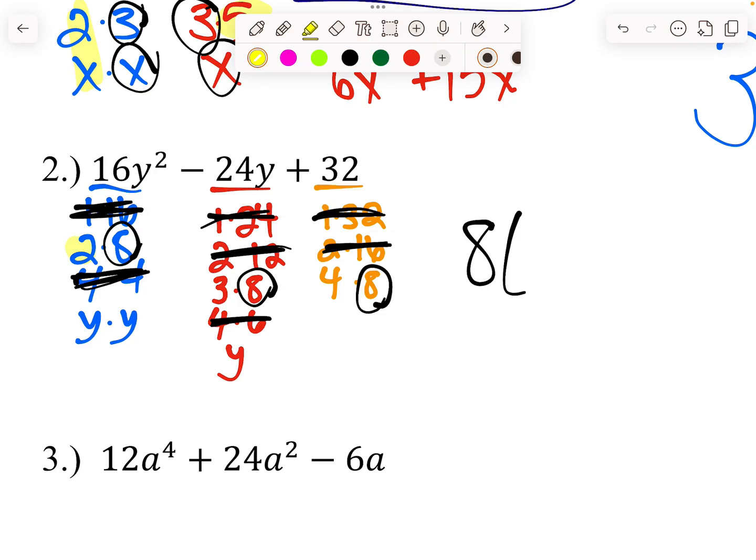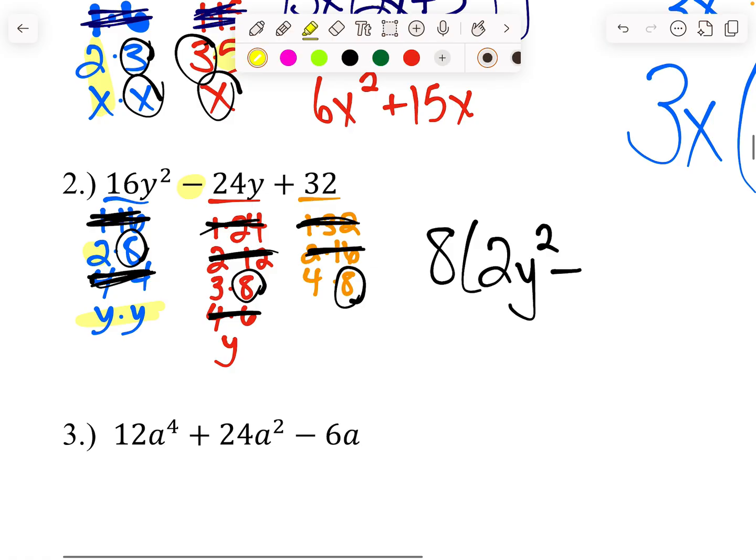So I have a 2y. So that's going to be 2y squared. Our symbol is going to be subtracting because that's what's in the problem. And then we have a 3y left behind. Our symbol is now plus, and then we have a single 4.